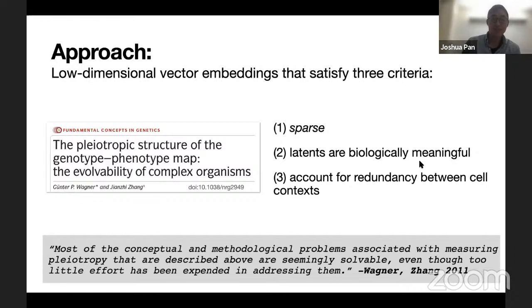And third, we need to account for redundancy. If we screen 100 cell lines, we're probably not going to get 100 independent cell phenotypes. There are correlations between cell contexts that need to be taken into account.